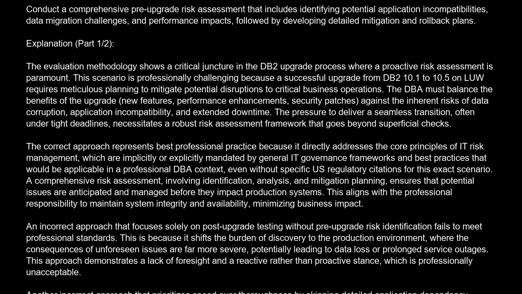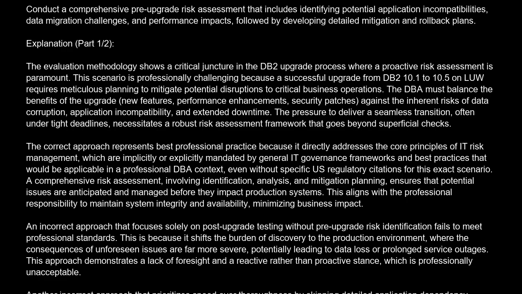The DBA must balance the benefits of the upgrade, new features, performance enhancements, security patches, against the inherent risks of data corruption, application incompatibility, and extended downtime. The pressure to deliver a seamless transition, often under tight deadlines, necessitates a robust risk assessment framework that goes beyond superficial checks. The correct approach represents best professional practice because it directly addresses the core principles of IT risk management, which are implicitly or explicitly mandated by general IT governance frameworks and best practices that would be applicable in a professional DBA context, even without specific U.S. regulatory citations for this exact scenario.